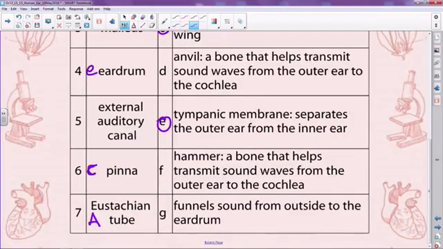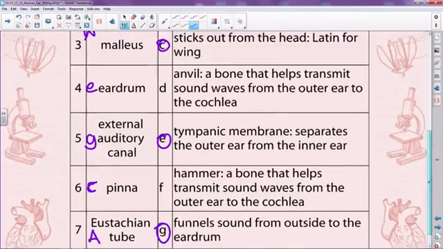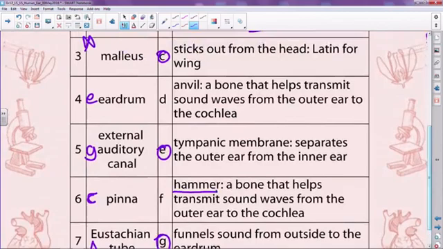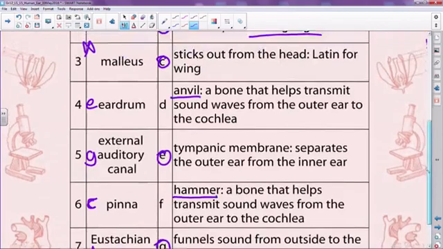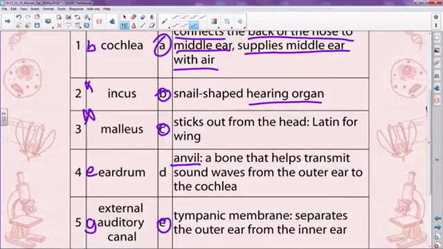It funnels sound from the outside to the inner ear, and that, of course, is your eustachian tube. So G goes there, and that means we've done. So we're left with two things. We have a hammer, and we have an anvil, and it means malleus and incus.